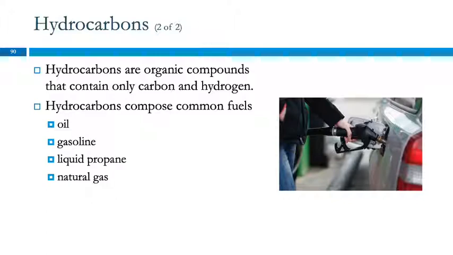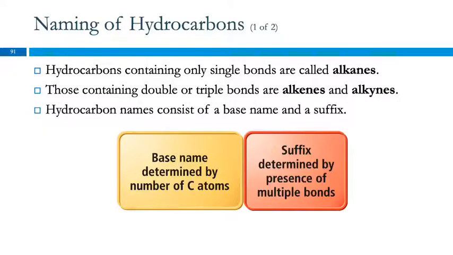Hydrocarbons are very common, and they're often used as a fuel because they have a lot of energy in them. So oil, gasoline, liquid propane, natural gas, those are all hydrocarbons. If the hydrocarbon only contains single bonds, then as a group they're called alkanes. If we have double bonds, they're called alkenes, and triple bonds are called alkynes. So we use a suffix to indicate what kind of bonds are in there.